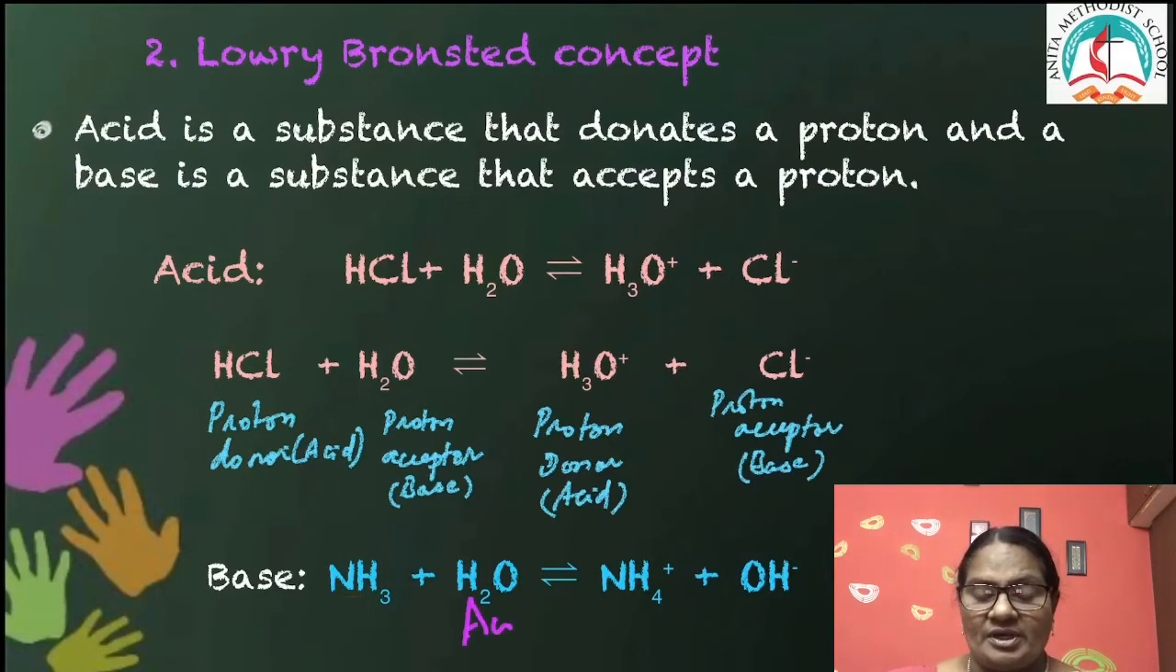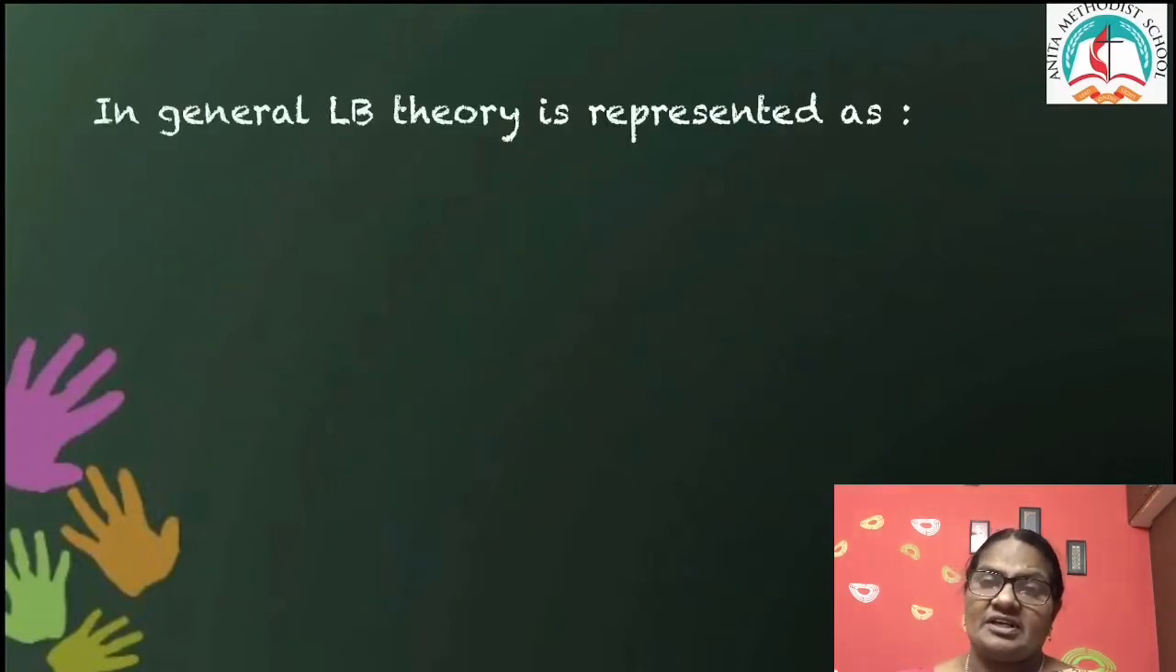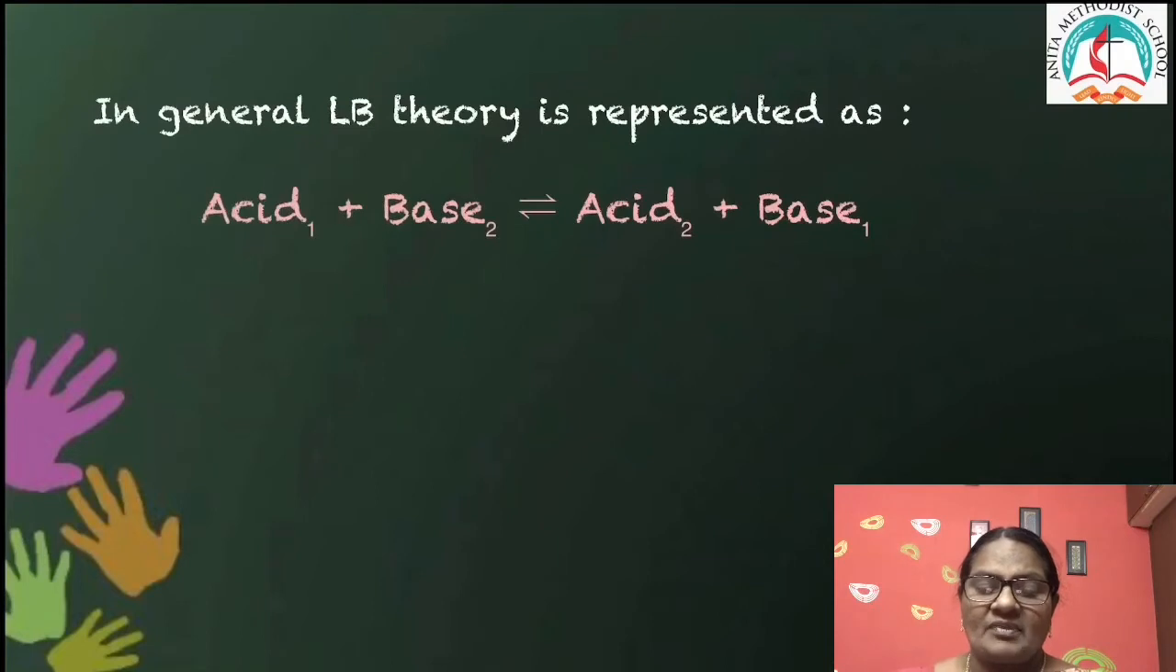When I come to the product side, here the ammonium ion donates a proton to OH minus, and therefore ammonium is the acid and OH minus is the base. Let's try to understand the Lowry Bronsted concept. In general, Lowry Bronsted theory is represented as acid 1 plus base 2 gives acid 2 plus base 1.